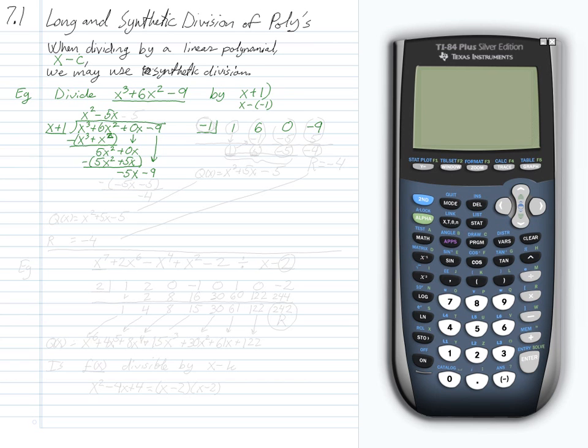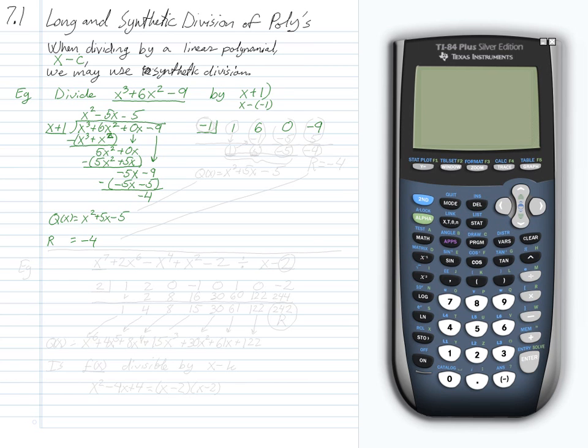And finally, compare my negative 5x to x. I need negative 5. Multiply negative 5 times my divisor, negative 5x, minus 5, which I must then subtract. And my x terms will vanish, and I'll have negative 9 minus negative 5. So negative 9 plus 5 gives me negative 4 as a remainder. Okay, so we have our quotient function, x squared plus 5x minus 5, and our remainder is negative 4.